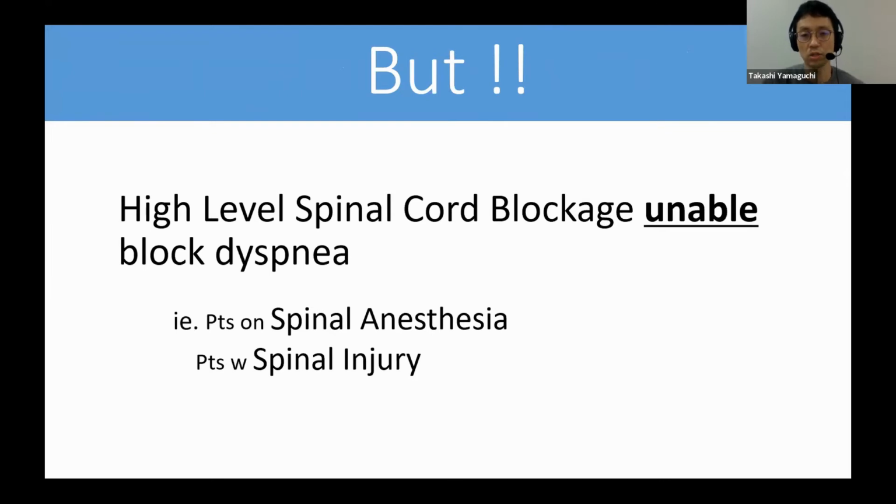I have experience of my patient with a high level of cervical spinal cord injury who got pneumonia and who developed dyspnea. So this means blockage of this nerve does not block dyspnea.